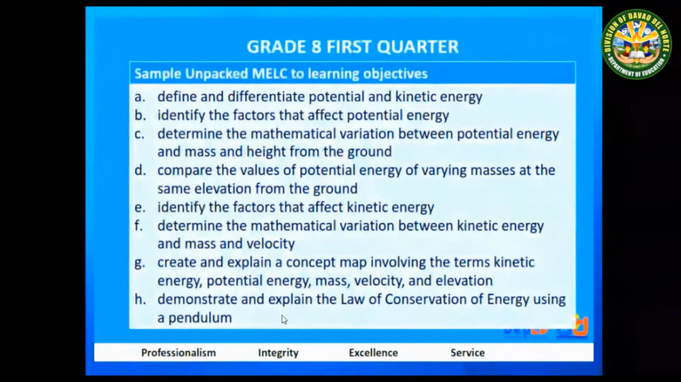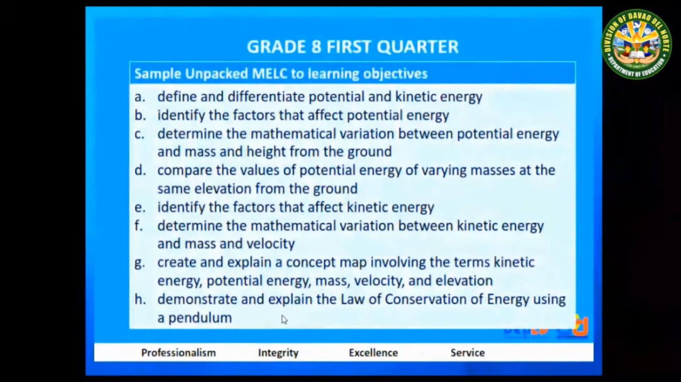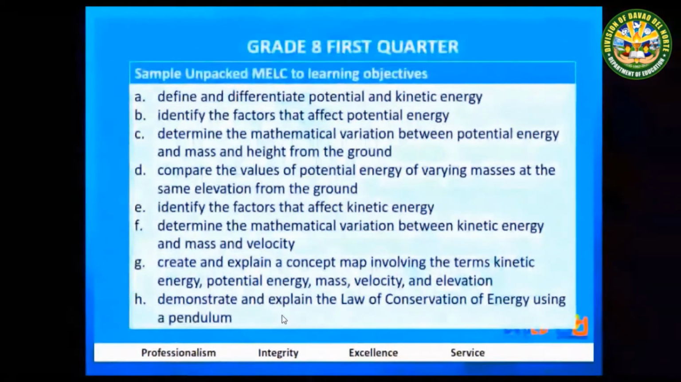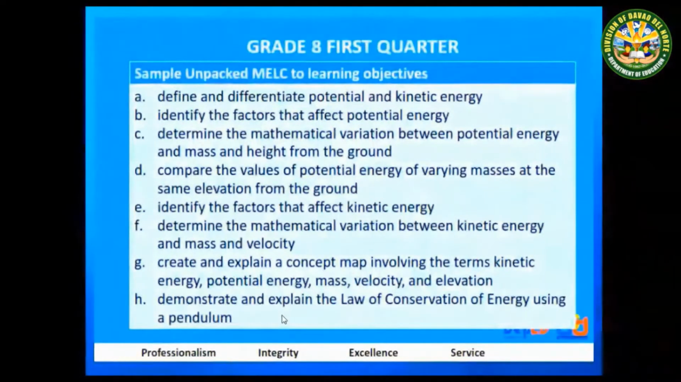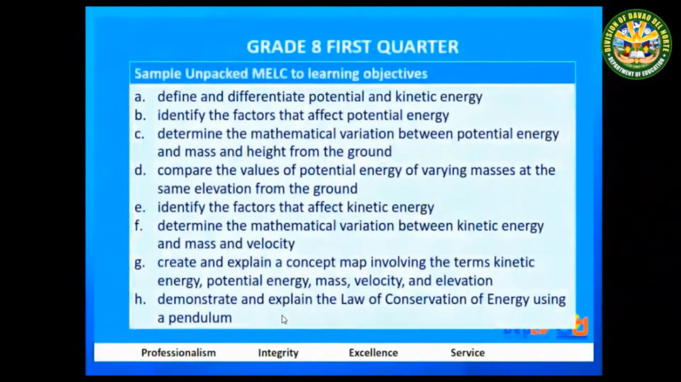Letter E. Identify the factors that affect kinetic energy. F. Determine the mathematical variation between kinetic energy and mass and velocity. G. Create and explain a concept map involving the terms kinetic energy, potential energy, mass, velocity, and elevation. And last, demonstrate and explain the law of conservation of energy using a pendulum.